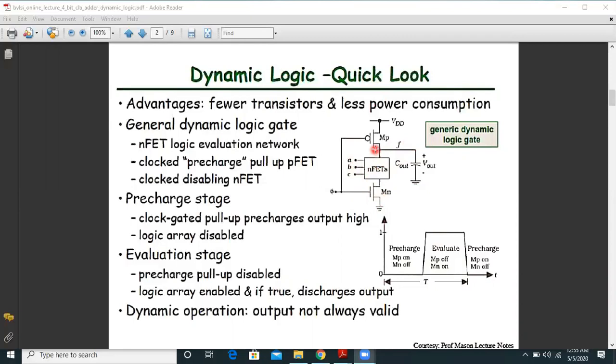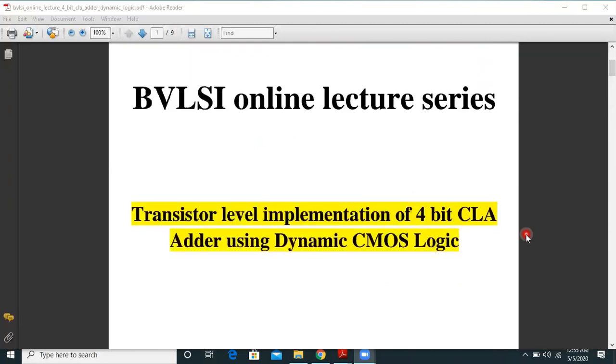In the pre-charge phase, the pull down network is cut off, and in the evaluation phase the inputs are active. So it's a dynamic operation. Sometimes the output may not be valid all the time. The output is valid only during the evaluation phase in a dynamic logic. Now let us go back to our design at hand, that is transistor level implementation of 4-bit CLA adder using dynamic CMOS logic.